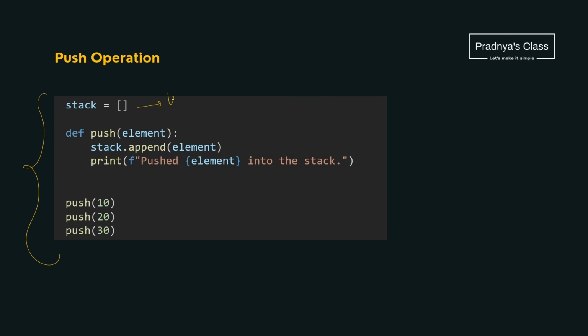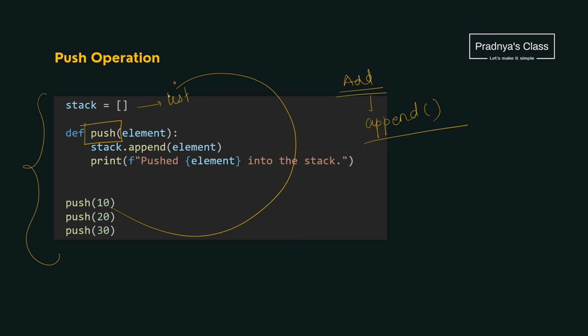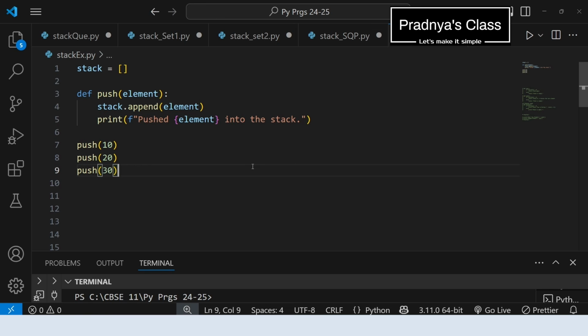Here is one empty list named stack. We need to add the item. We are performing the push operation. It means we need to add the item to the list, and for that we will be using the append method of the list, which will add the item at the last. So we are passing the element and we are appending it to the list. It's so simple, isn't it? Here we are pushing 3 elements. That's why we are calling the push function 3 times by passing different elements.